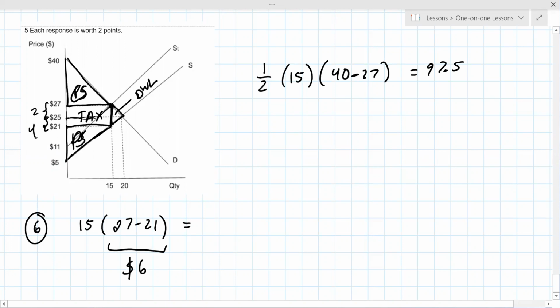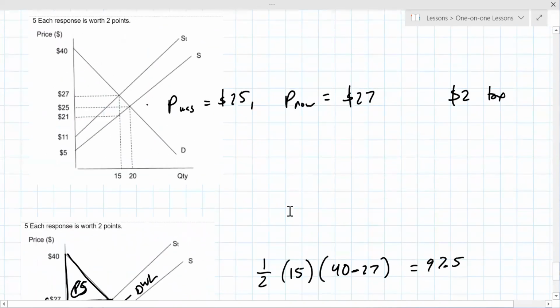I'm a little unsure on that, but I'm pretty sure this is correct. I think it's $90 for this. But we may want to change our answer to this to be, well, it is 27, but the tax is really 27 minus 21. I want to say it's a $6.